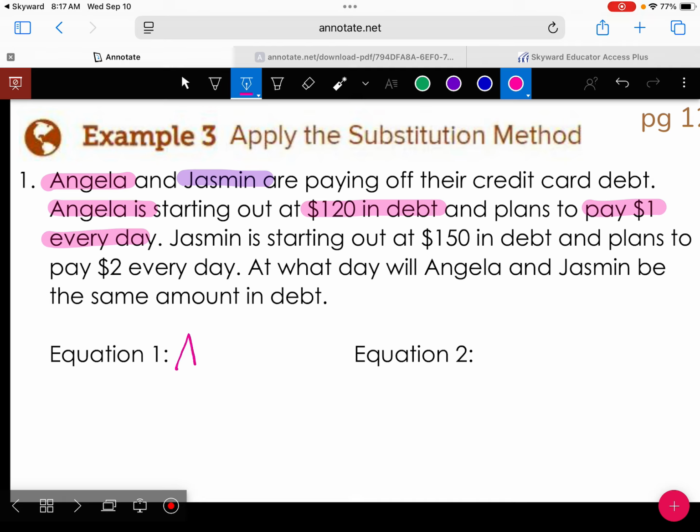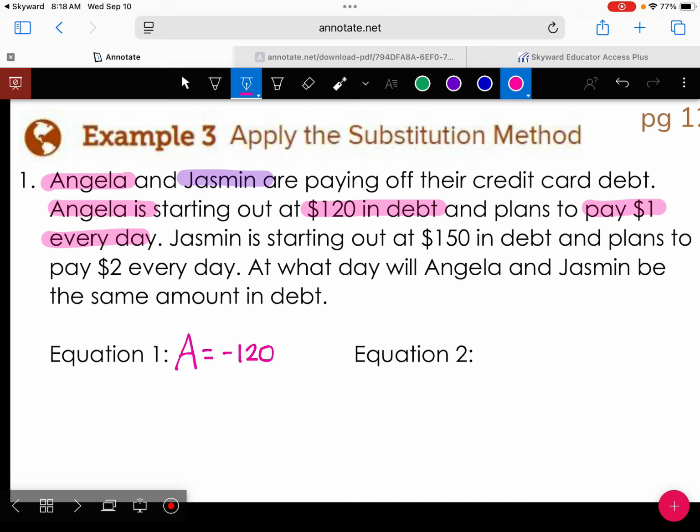I know we have that Angela is, so I'm just going to write it like this. Her amount of money is A equals. How can I say that she's $120 in debt? Negative 120. She owes $120.